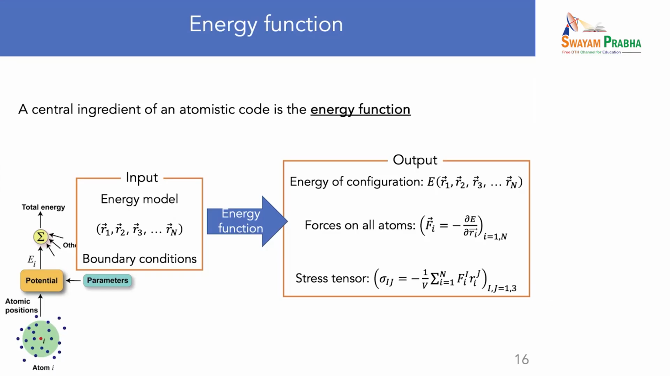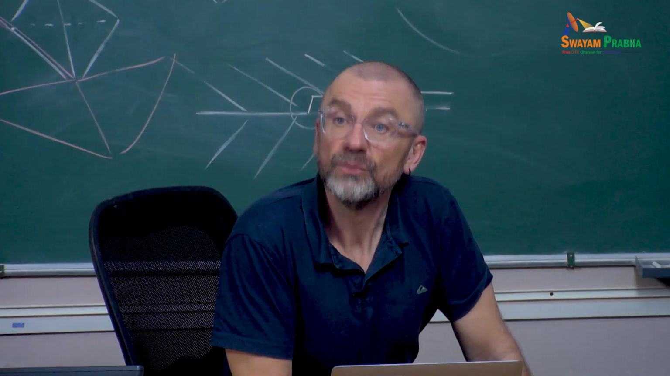And in most cases, like the EEM potential I showed before, all is analytical. And even with machine learning potentials, the gradients and the tensors are all analytical. Say more about the size effect?